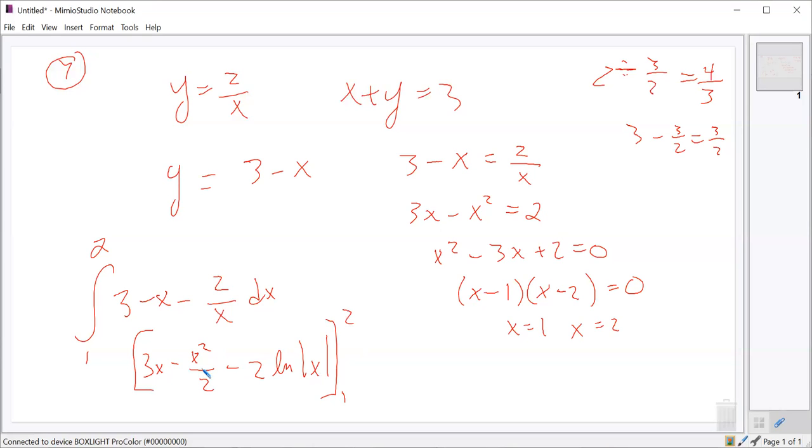So you integrate 3x, x squared over 2, and then 2 natural log absolute value of x. And then you plug it all in. So you get 6 minus 2 minus 2 ln 2 minus 3 minus a half minus 0, because the natural log of 1 is 0. So what does that come out to be? 4 minus 3 is 1 plus a half, so 3 halves minus 2 ln 2.